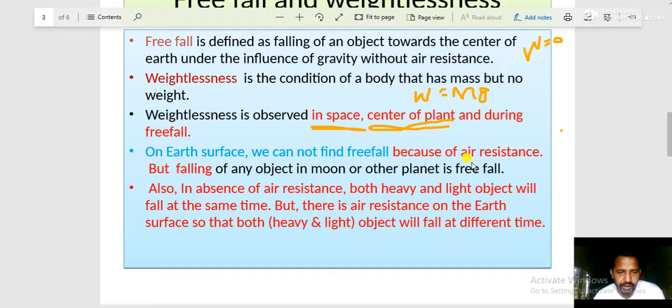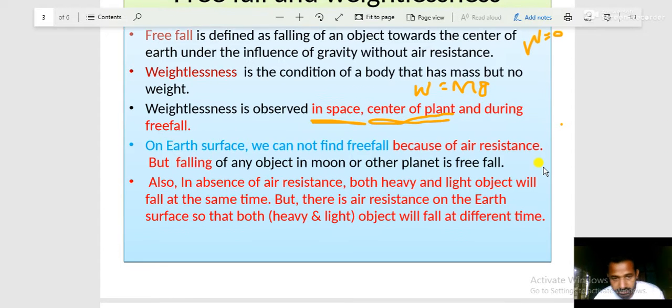On the earth's surface we will not find free fall. Why? Because there is air resistance on the earth's surface, not on other planets. On other planets there will be weightlessness during free fall, but due to air resistance on earth, no. The falling of an object on the moon or other planets is free fall. I think you understood. On earth there is an atmosphere, so we don't find free fall because the air is pushing the object upward, so in that case we don't say that is a free fall.